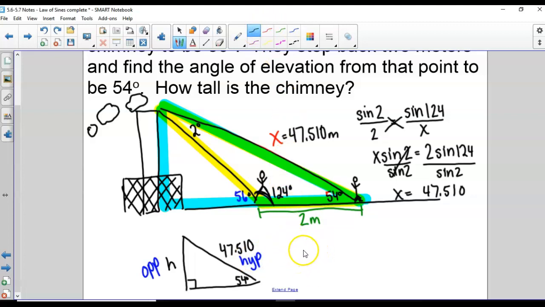The sine. So we could say sine of 54 degrees is going to equal opposite, which is just h, over 47.510. And then what do we do to solve that? Get the h by itself. Just multiply both sides by 47.510.